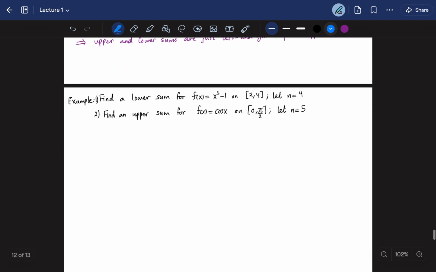So let's go over this example. I want to find the lower sum for my function x cubed minus 1 on the interval 2 to 4 when n is equal to 4. So a lower sum, it means I'm going to underestimate, so I'm taking a minimum. So let's graph this function on this interval and see if we can say anything about whether this function is increasing or decreasing.